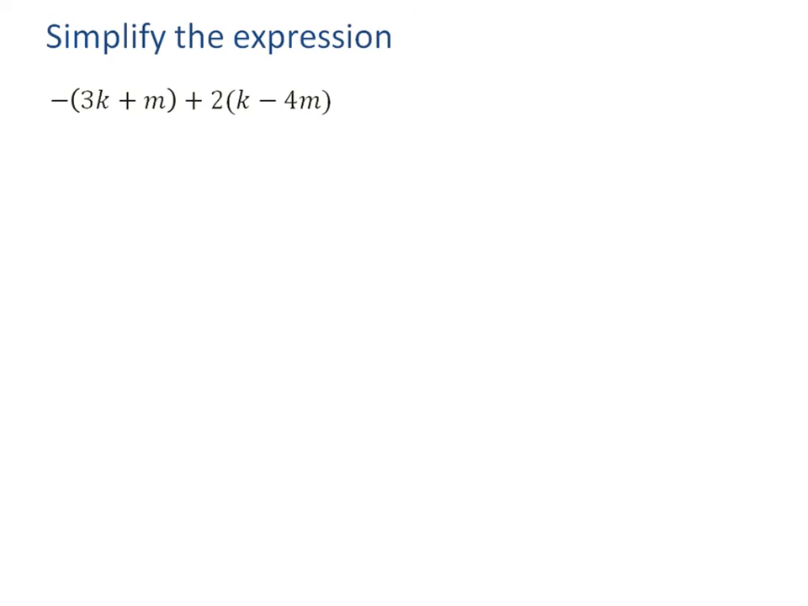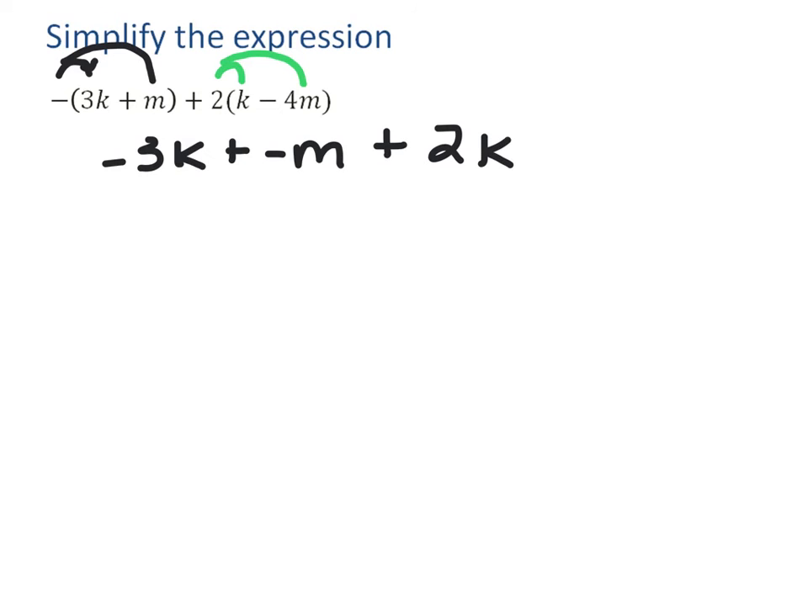In the next example, we first have to use the distributive property. So we would distribute, in the first one, the negative to the 3k and the m, as well as the 2 to the k and the minus 4m. So if we were to rewrite this, it would be negative 3k plus negative m for the first half, and then plus 2k minus 8m.